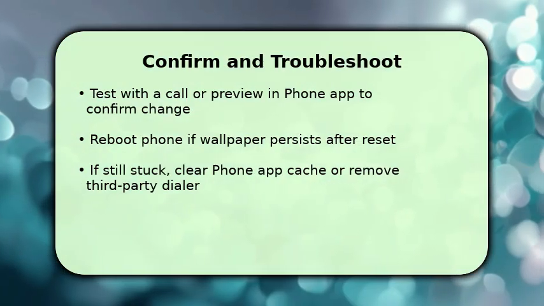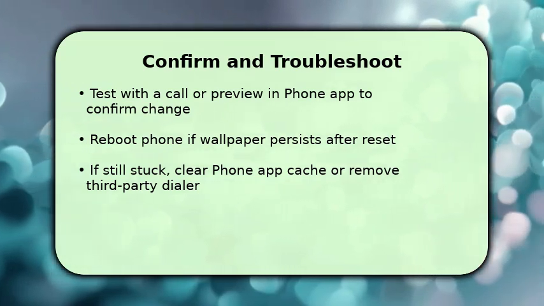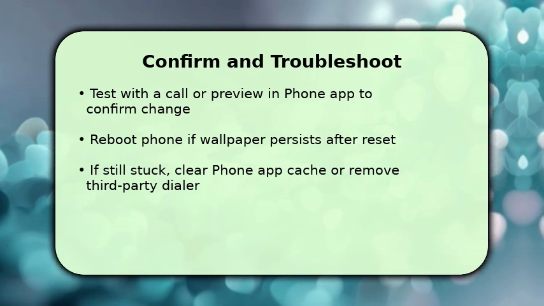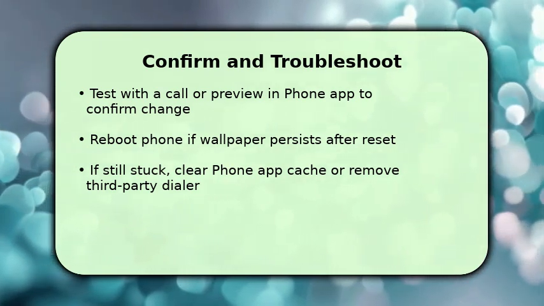Finish by testing with an incoming call or the preview inside the phone app to confirm the wallpaper is gone. If the old image persists, reboot the phone. A restart often finalizes system UI updates.